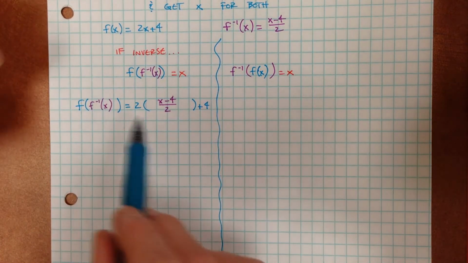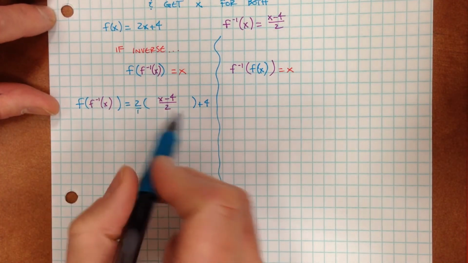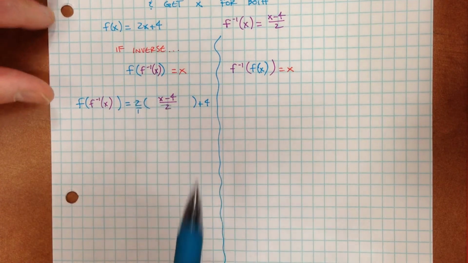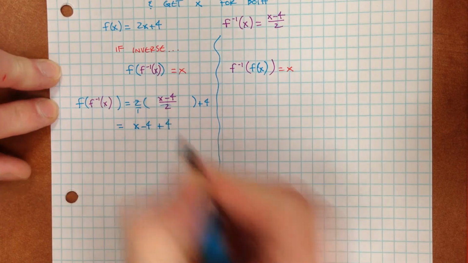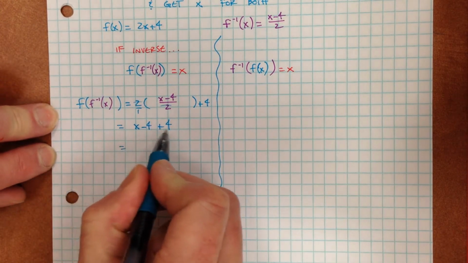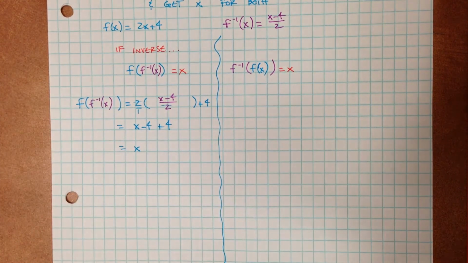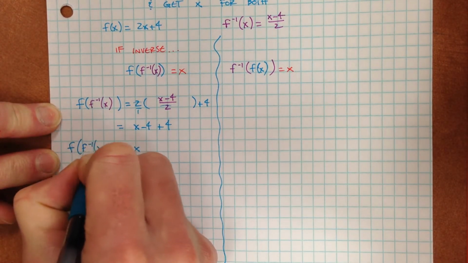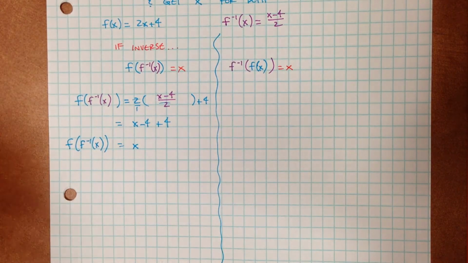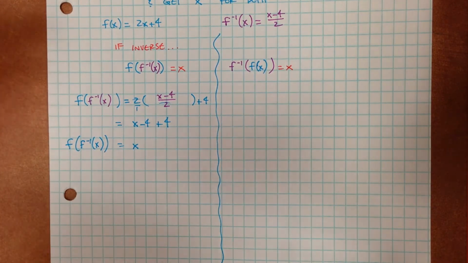So coming through, if we're going to start to clean this up, first we will multiply 2 times this right here. Well, the 2's are going to cancel nicely and neatly when we do that. So we then end up with x minus 4 plus 4. Next step, the minus 4 and the plus 4 cancel out, and you are left with x, which is really what you want and what you need. So f of f inverse of x equals x. Halfway there. Now we need to do the other substitution, the alternate substitution, and we need to end up with the same value of x.